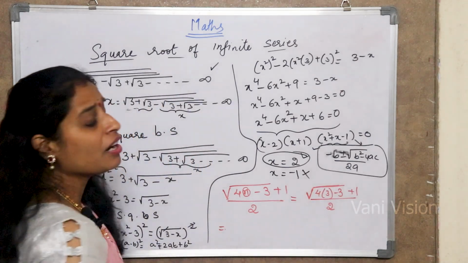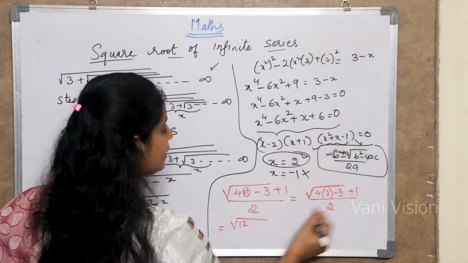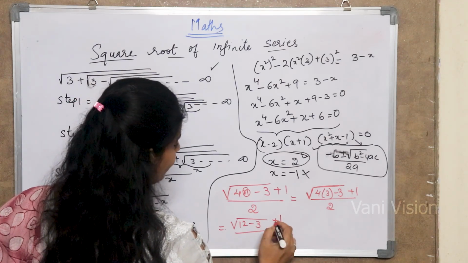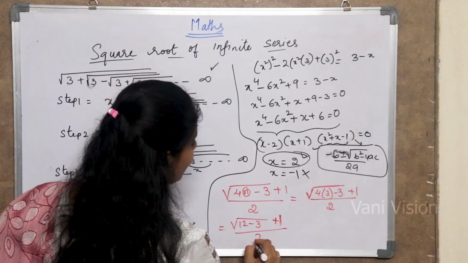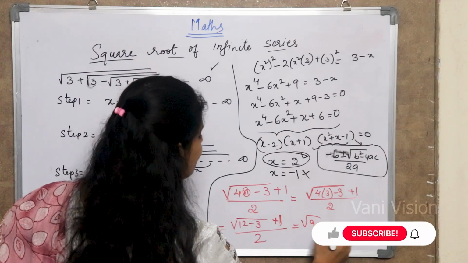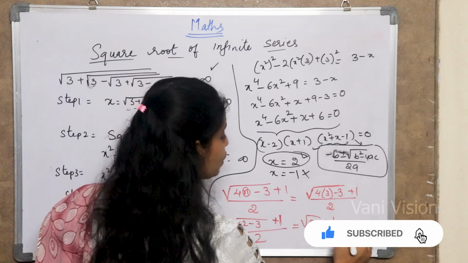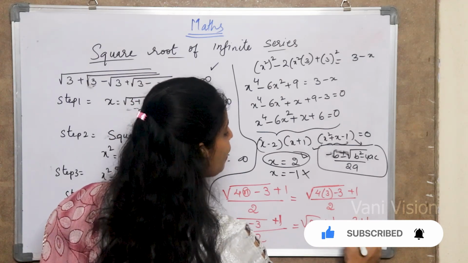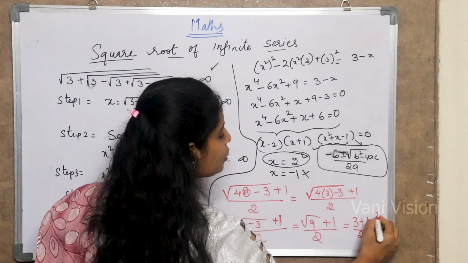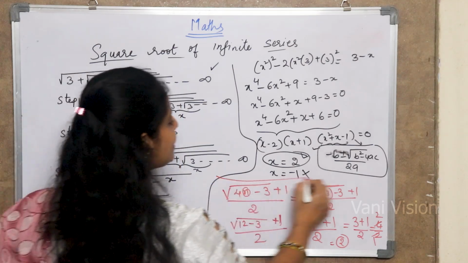Then here comes 4 3s are 12 and this becomes minus 3, plus 1 by 2. Then 12 minus 3 is 9, plus 1 by 2. So root 9 is what? 3. 3 plus 1 by 2, that is equal to 4 by 2. So 2 ones are 2, 2 2s are 4. So your answer is what? 2. See how simple it is.